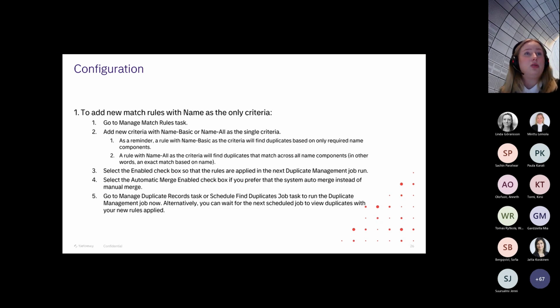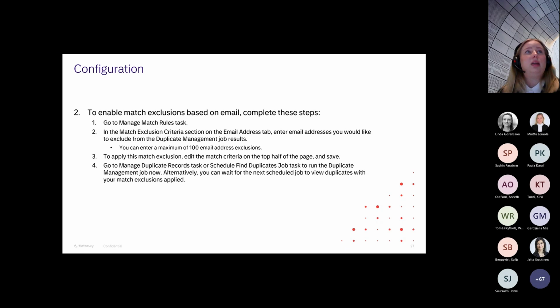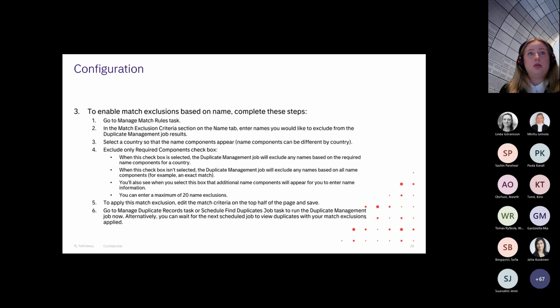And after this, you go to the Duplicate Management Records task or Schedule Find Job Duplicates task to run the duplicate management job now. Alternatively, you can wait for the next scheduled job to view duplicates within your new rule applied. The next option is to enable match exclusions based on email. And these steps are quite similar to the previous one.